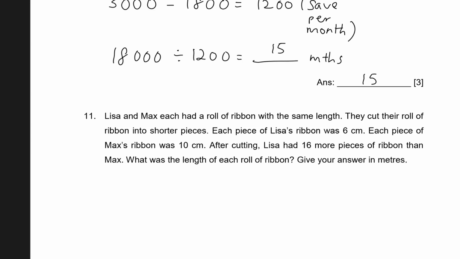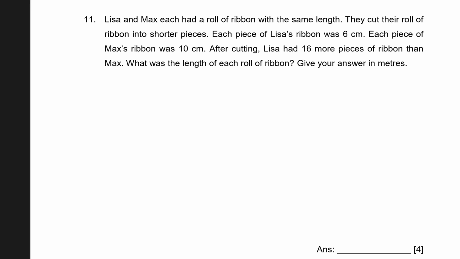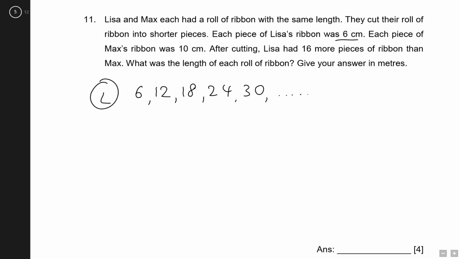Okay, question 11. Lisa and Max each had a roll of ribbon. They had the same length, and they cut their rolls into smaller pieces. Lisa is going to cut it into 6 centimeter long pieces. So the ribbon could be 6, it could be 12, it could be 18, it could be 24. Sounds very familiar, right? This tactic, these steps, and so on.